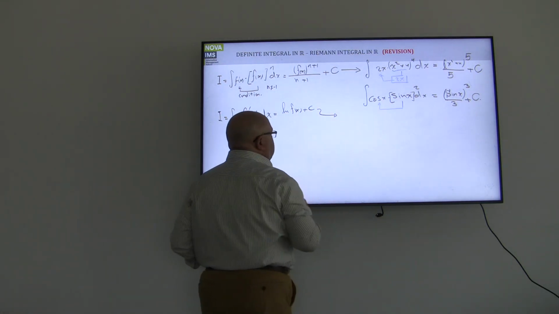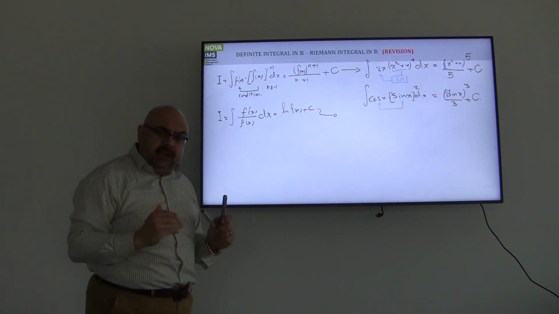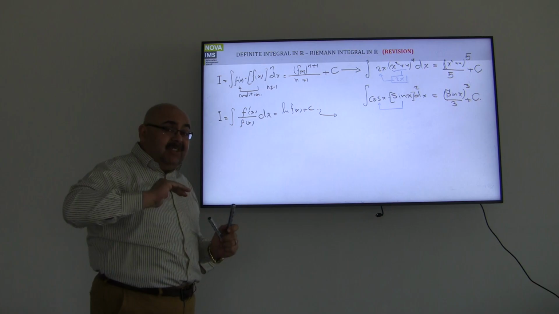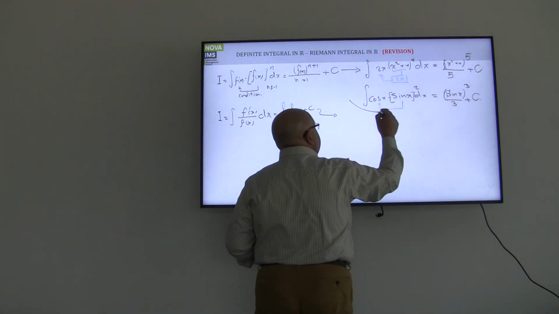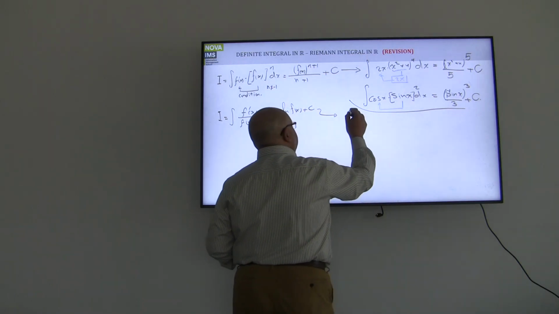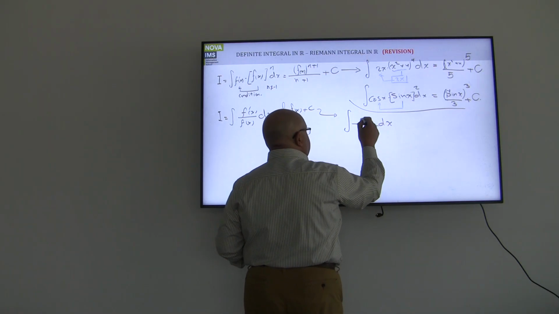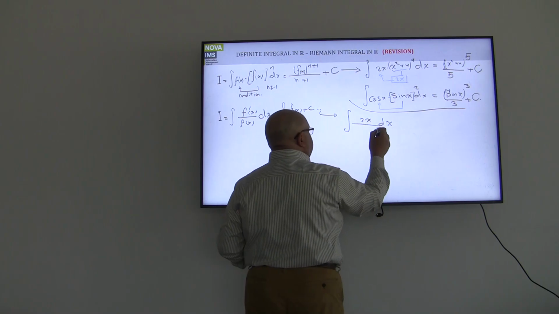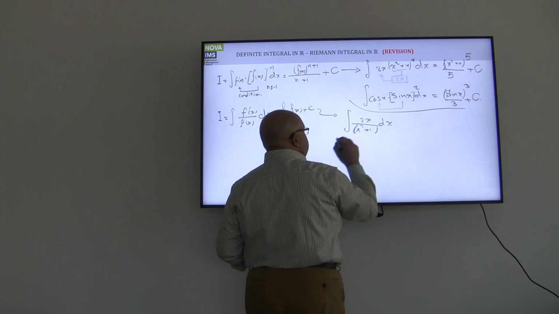And the example on this problem is really very simple. You will find the function in the denominator and its derivative in the numerator. So simply something like this, I want to integrate with respect to x the value of 2x divided by, let's say, x squared plus 1, as you can see.